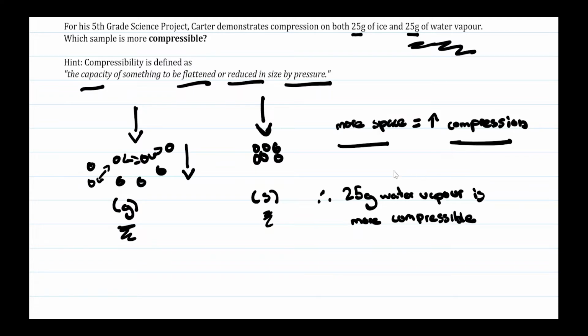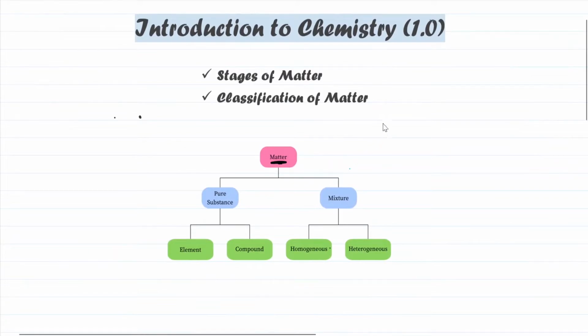Is more compressible. Okay, so hopefully that made sense. So now we can look at the other parts to see how matter is classified. So the other parts of this diagram. So let's go in this direction first. So we'll go here. We'll go into the pure substances direction. And pure substances have a definite and constant composition.